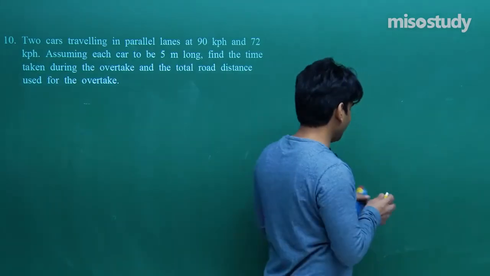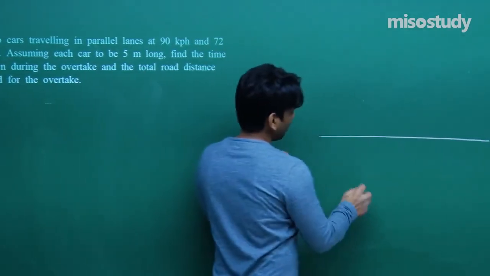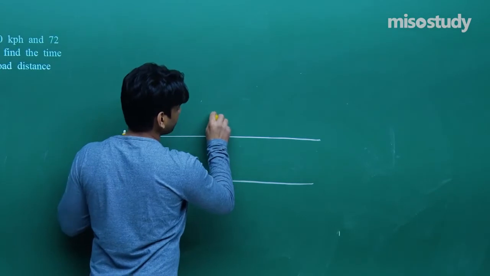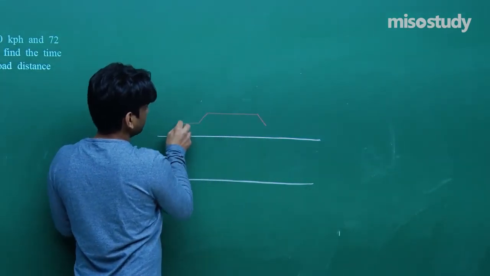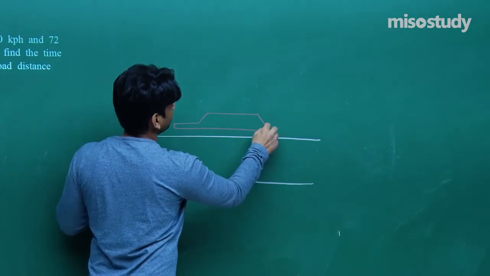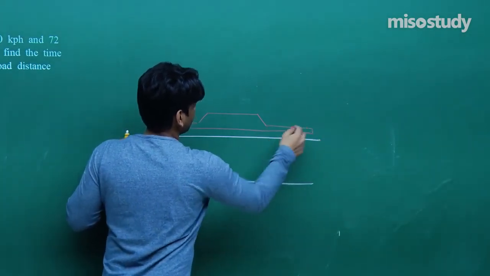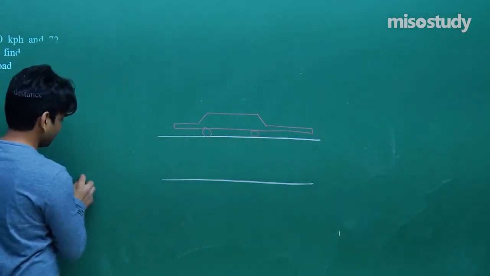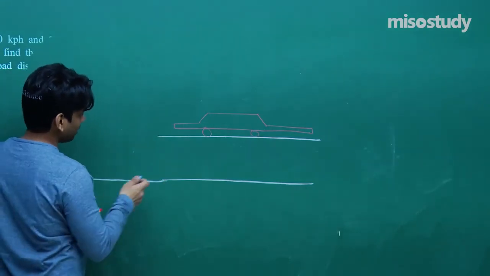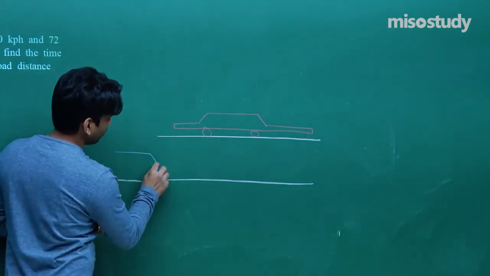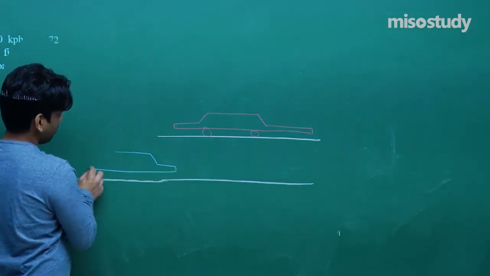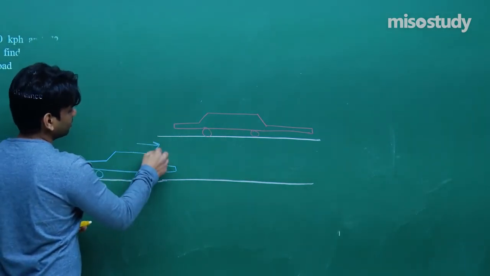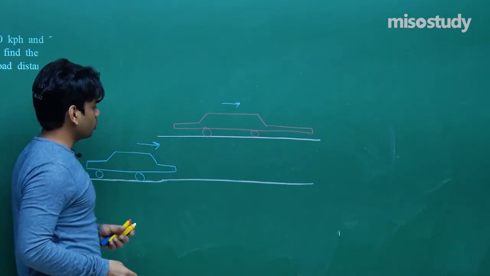I will show you a diagram. Very interesting diagram this will be. Two cars traveling on two parallel tracks. You see here, one car will be here. Its length is 5 meter. This is one car, and there's another car which is trying to overtake it from behind. So try to understand. Although I am showing you different length of the car, but see that both are of the same length.